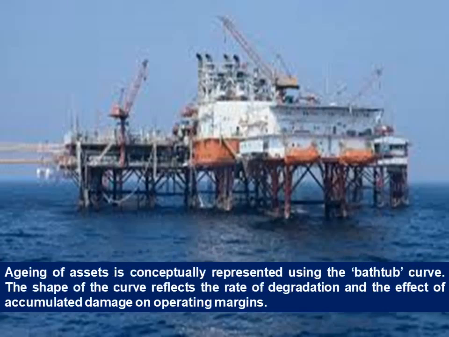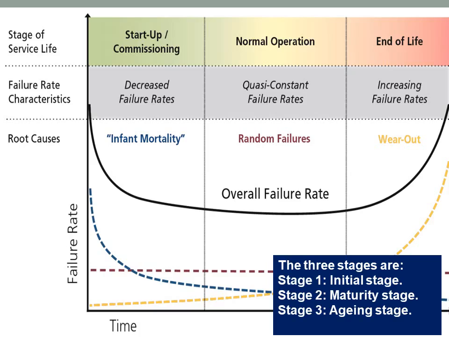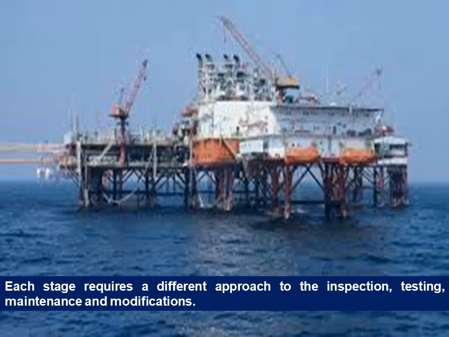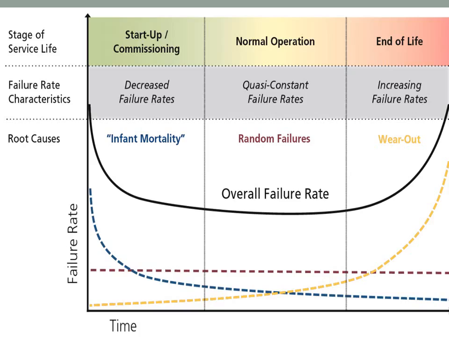Aging of assets is conceptually represented using the bathtub curve. The shape of the curve reflects the rate of degradation and the effect of accumulated damage on operating margins. The 3 stages are: Stage 1, Initial Stage; Stage 2, Maturity Stage; Stage 3, Aging Stage. Each stage requires a different approach to the inspection, testing, maintenance and modifications. The picture shows a typical bathtub curve.